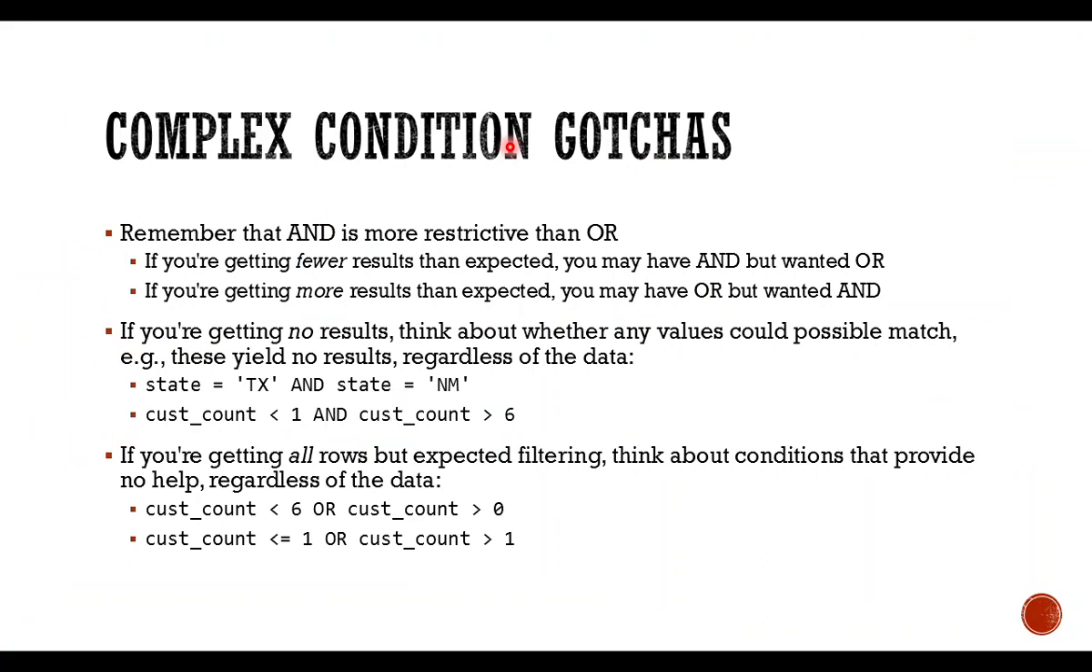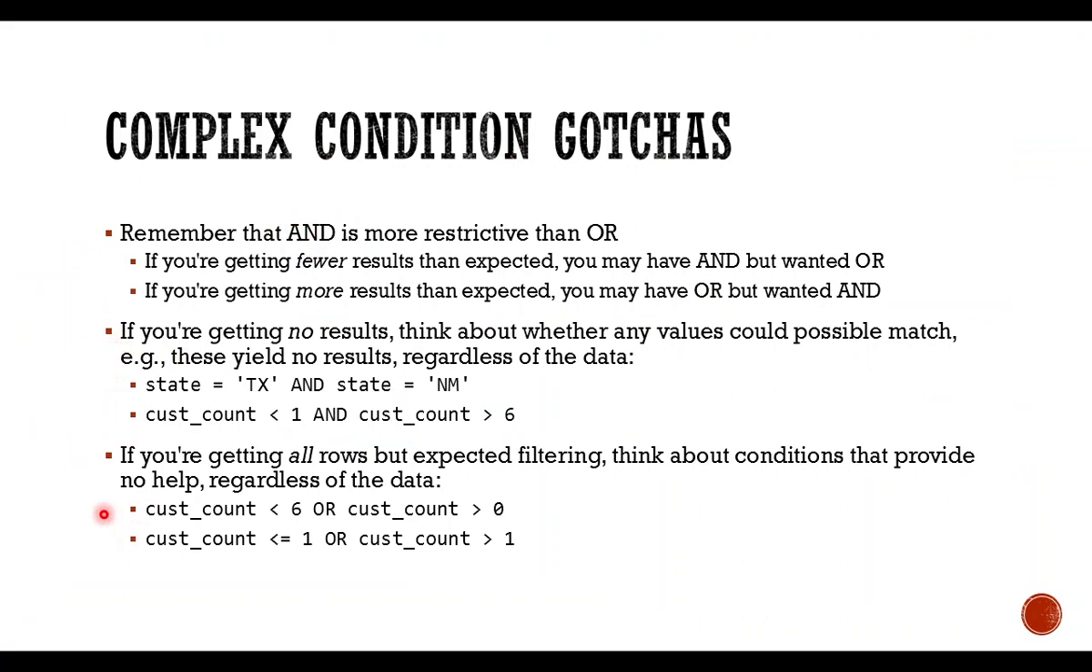When you're working with these, be aware that AND is more restrictive than OR. So if you're getting fewer results than you might think, you might have used the wrong one. If you're getting too many results or all the results, you may have, again, used OR when you wanted AND. Especially if you get none, right? If you get no results or all results, you've probably misused these things. For instance, if I try to look for all the customers whose state is Texas and state is New Mexico, how can they live in both Texas and New Mexico in one row? They can't. So that's going to yield no customers because that's an impossible thing to satisfy.